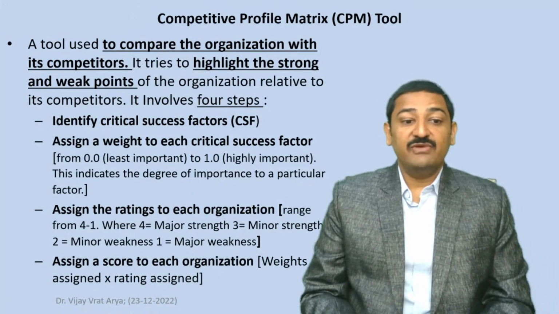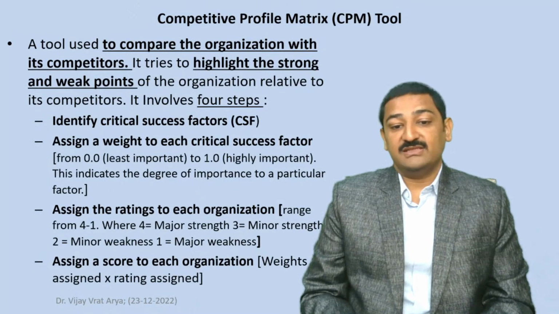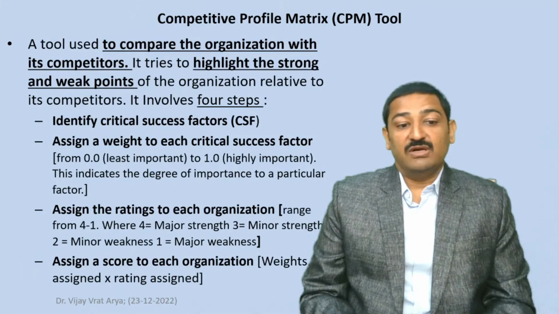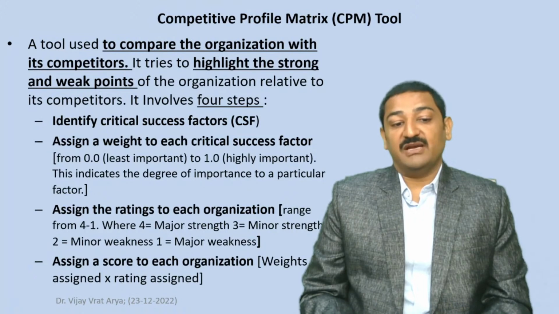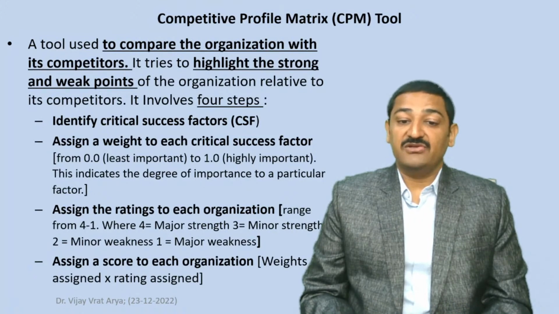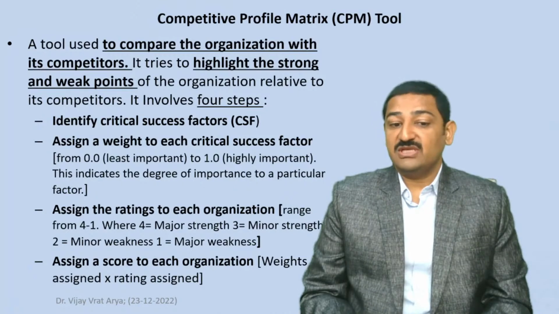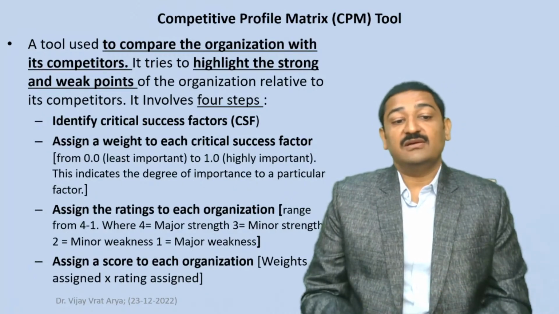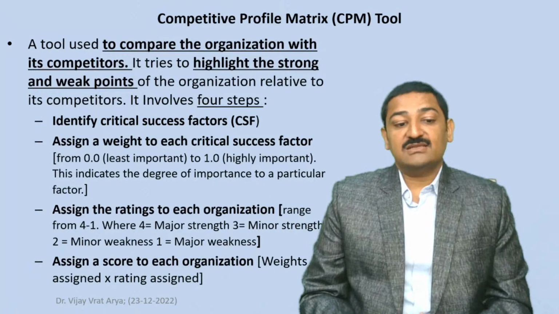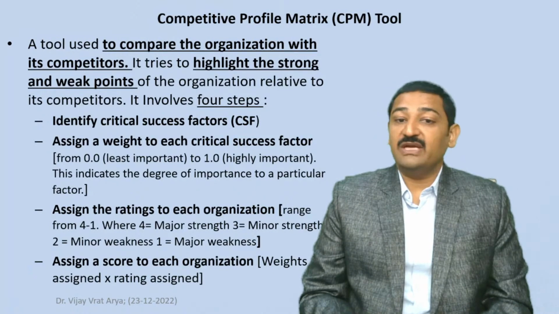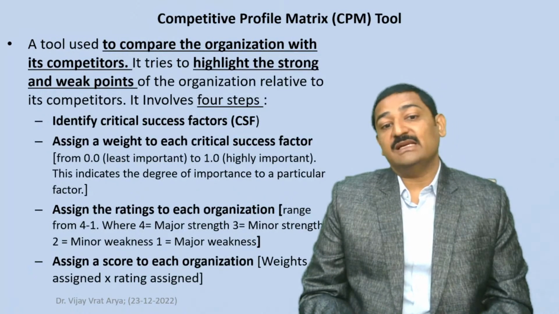Further, in step 3, we assign a rating to each organization from the competitor point of view, which ranges from 1 to 4, where 1 stands for major weakness, 2 stands for minor weakness, 3 for minor strength, and 4 for major strength. Once these ratings have been assigned to the respective organizations, in the fourth step, we assign a score to each organization, which is the multiplication of the weight assigned and the rating assigned.